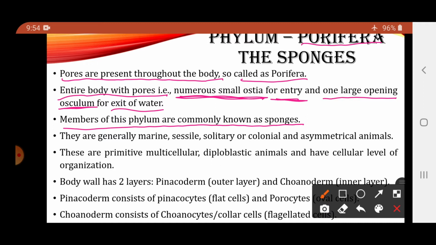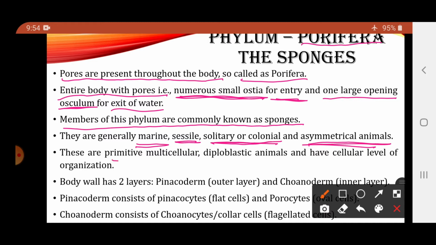Now, which type of animals are they? They are marine, that is, they are found in sea water, or you can say in the oceans. They are sessile. Sessile means fixed. They cannot move from one place to another. They may be solitary or colonial, that is, they may occur singly or in groups, in colonies. And they are asymmetrical animals. What do you mean by asymmetrical? When any plane passes through the center of the body, it does not divide the body into equal right and left parts. Such animals are called asymmetric animals.